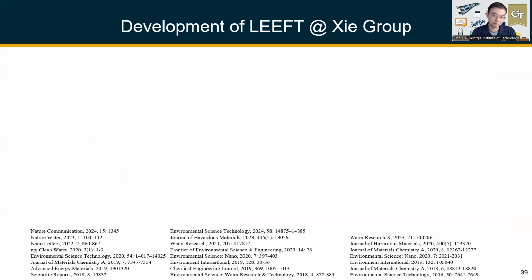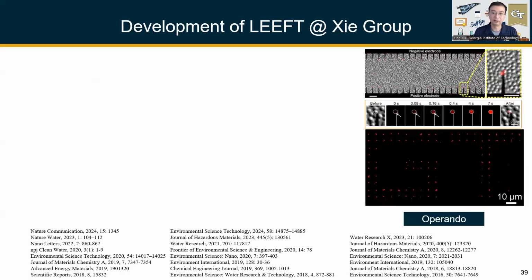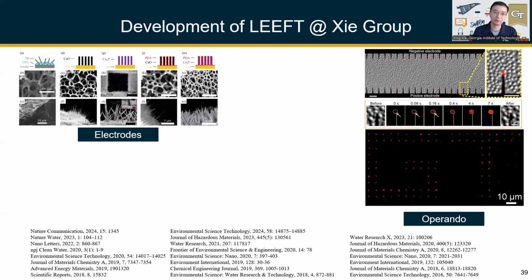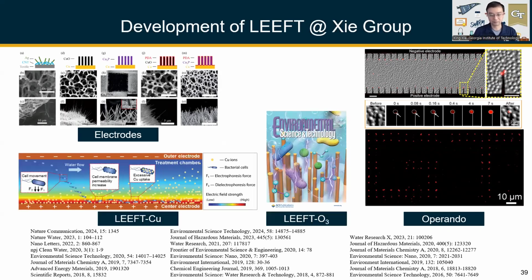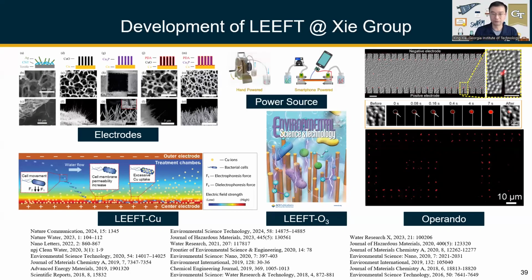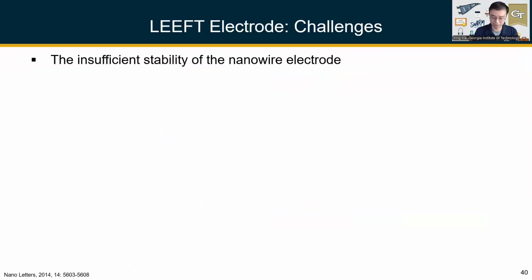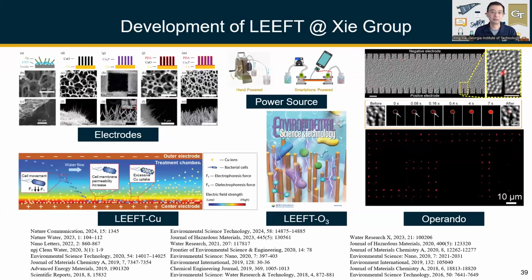In the past few years, we have really focused on pushing this technology forward. We have been working on the fundamental side of this study, trying to understand the mechanism of this electric field treatment process using lab-on-a-chip devices. We also have addressed the challenges of electrode development, because the electrode is really a critical part of this technology. We also have combined this technology with traditional disinfection processes like copper and ozone, and we have tested different power sources for this technology. In the next few slides, I will briefly cover some progress on each of these categories.